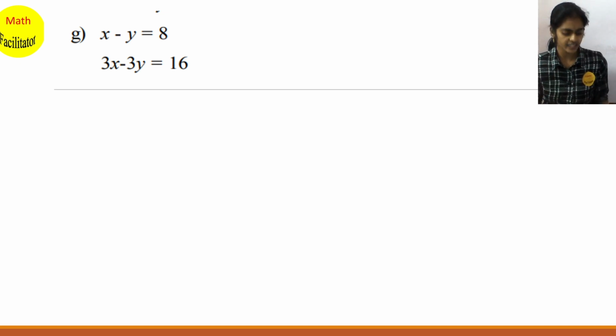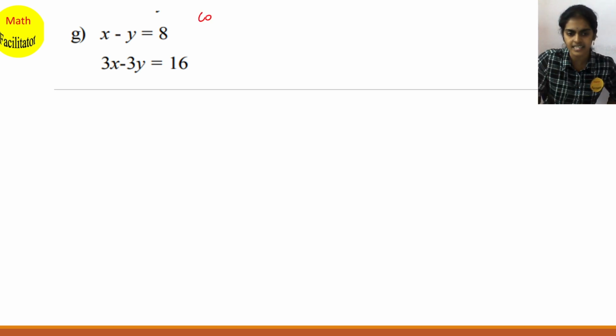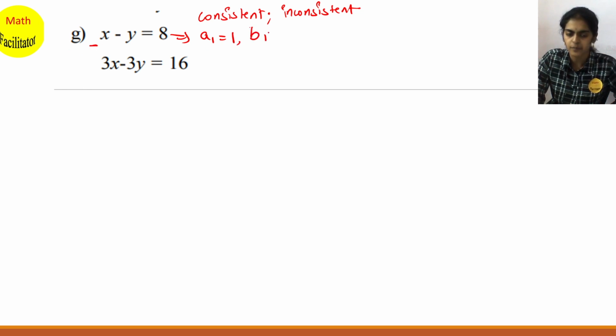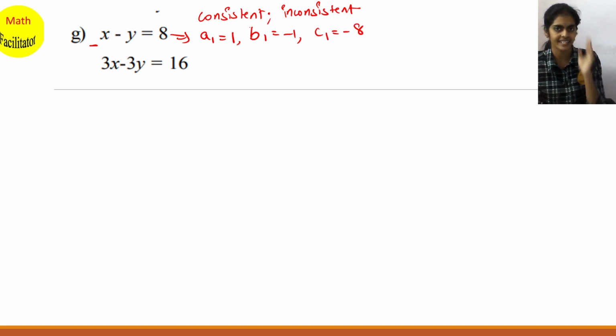Here in this question they asked you to find whether these are consistent linear equations or not. So you will firstly have to find whether these are consistent linear equations or inconsistent linear equations. So how are we going to find this? You will write the value of A1. A1 is 1, x coefficient. B1 is y coefficient, minus 1. C1 is minus 8, because the general form of a line is A1x plus B1y plus C1 equal to 0.